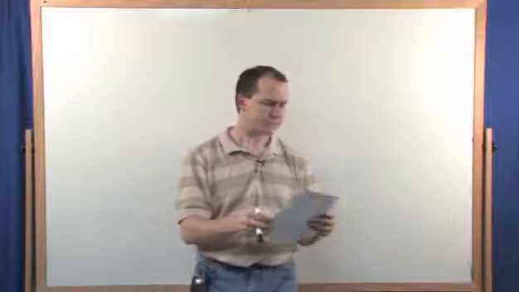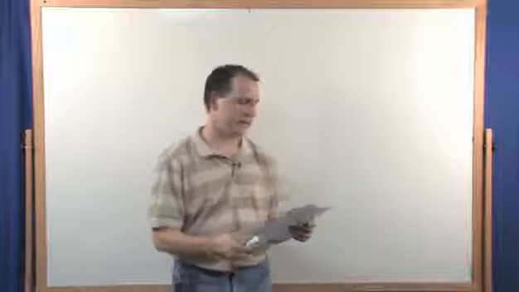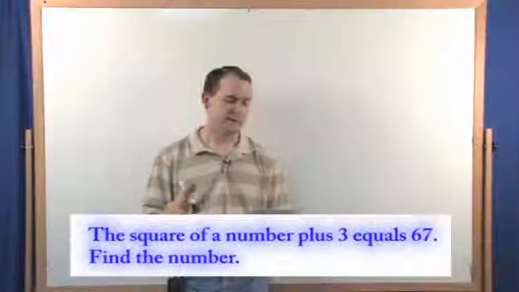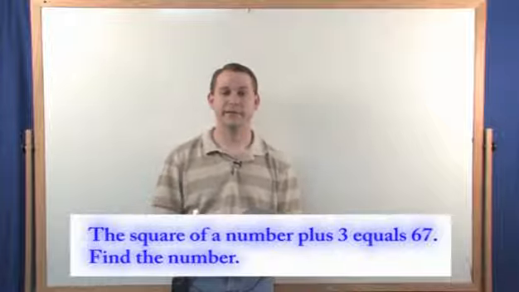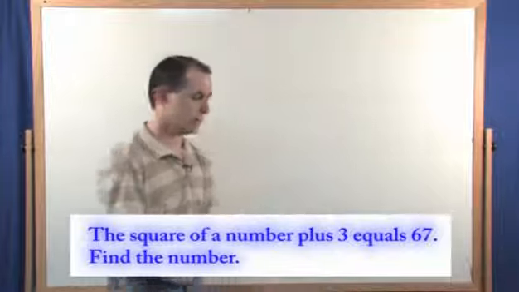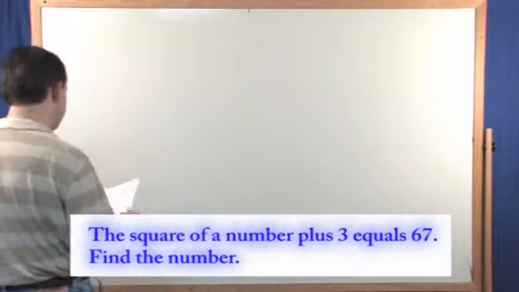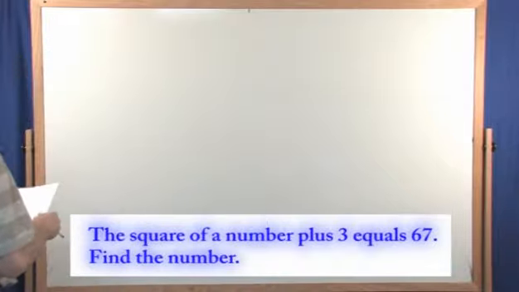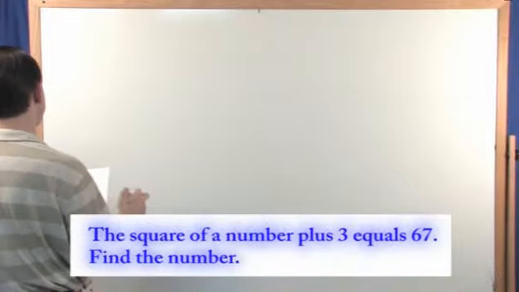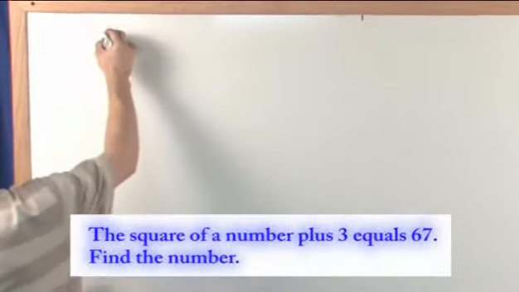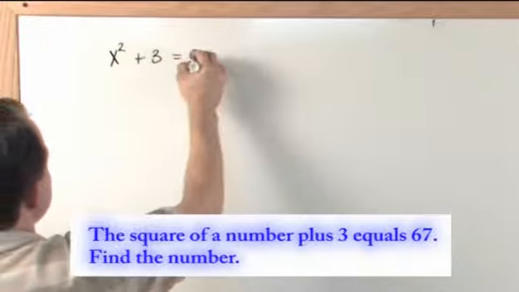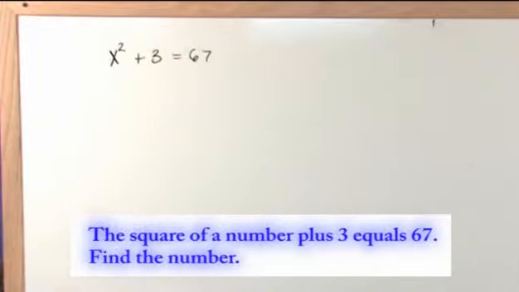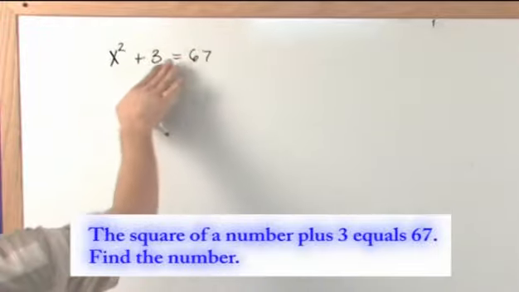Okay. So the first problem is, for instance, would say something like the square of a number plus 3 equals 67. Find the number. Okay, so the first step is just to translate the words there to what we're trying to deal with. The square of a number, so x is our number, the square of a number plus 3 is equal to 67. Okay, that's how we write that down mathematically. The square of a number plus 3 is 67.